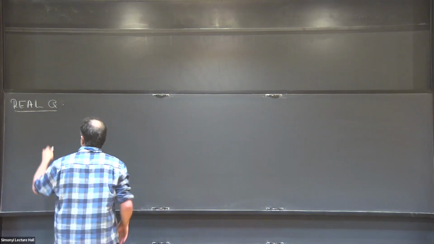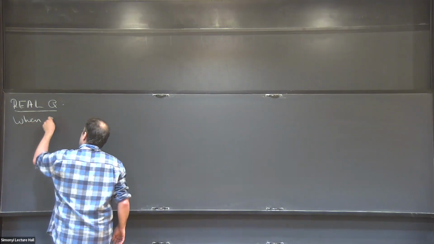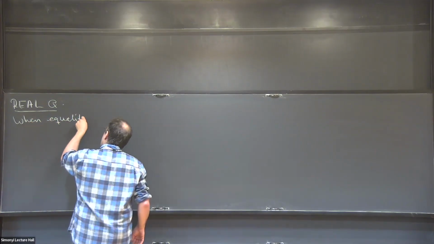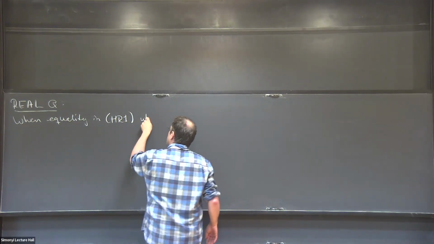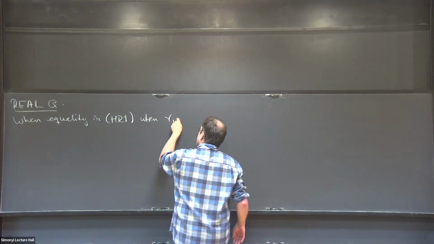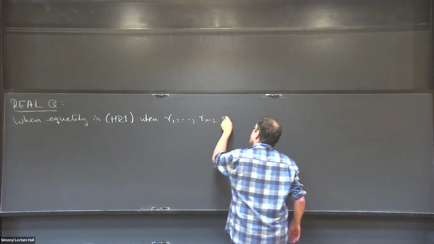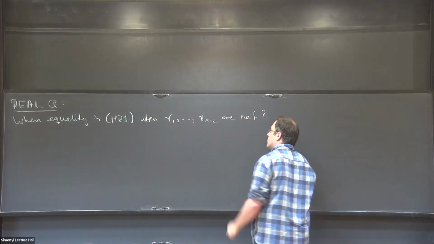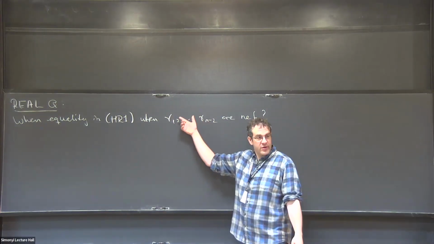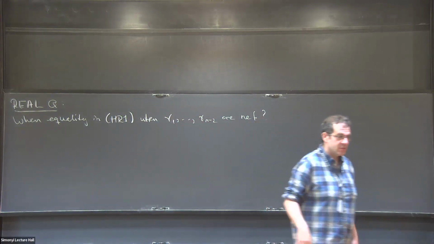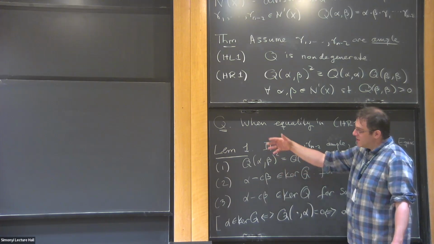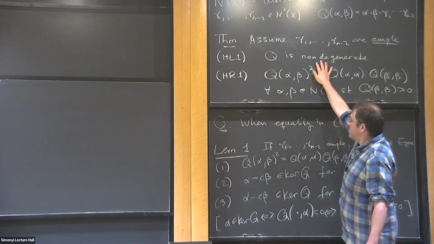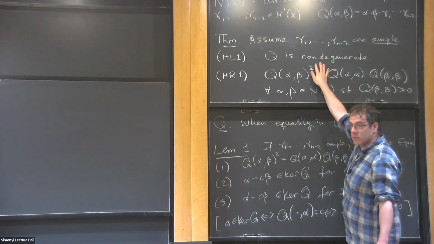So the real question is, when do you have equality in the Hodge index relation or in the Khovanskii-Teissier inequality, when you don't have ample divisors here, but you have nef? That's the real question that we want to ask. And you see, this lemma is still true, but the Hard Lefschetz theorem is no longer true.